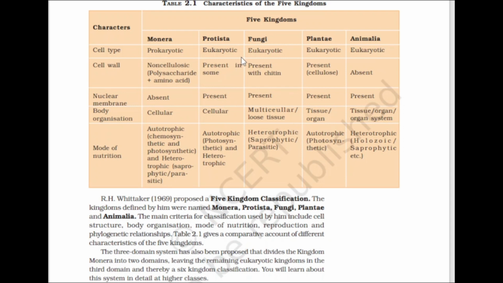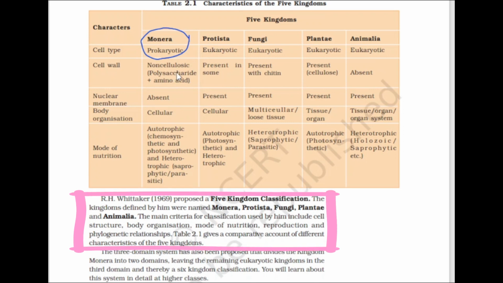So in this table we have certain things to remember here. Prokaryotic cells are only present in Monera. Okay, and also the cell wall. In fungi, chitin is present in the cell wall. So this is also important, chitin. And also the mode of nutrition, autotrophic and heterotrophic, both chemosynthetic kind of nutrition. This nutrition occurs in Monera only. This we need to remember.